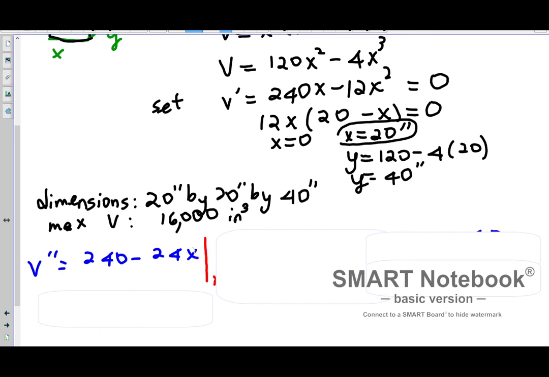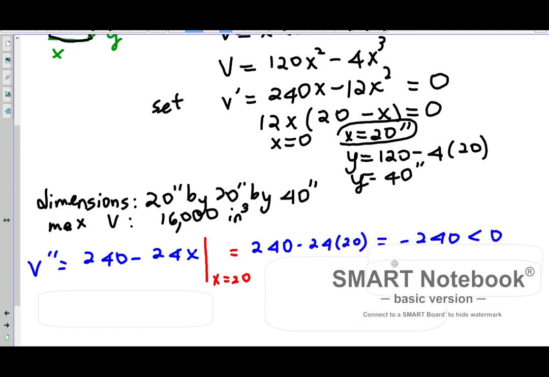So if you plug in x equals 20 here, so 240 minus 24 times 20, that's going to be negative. And that's really all we need to know. The numerical value doesn't matter that much. So it turns out to be negative 240, and it's a number definitely less than 0. So that means the function is concave down. Once again, the point we found indeed points to a maximum of the volume function. So that's our quick check.